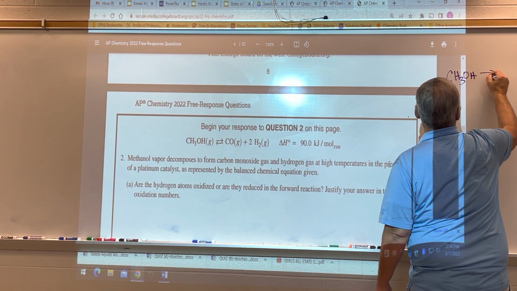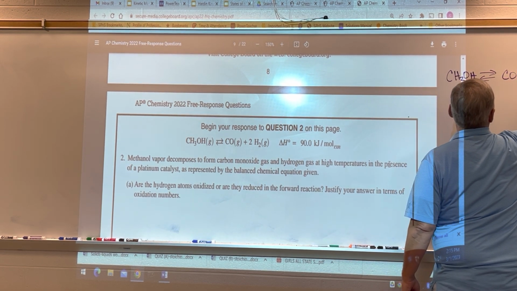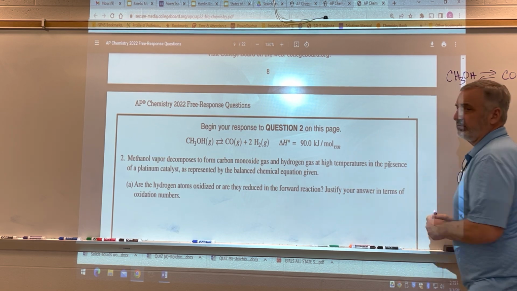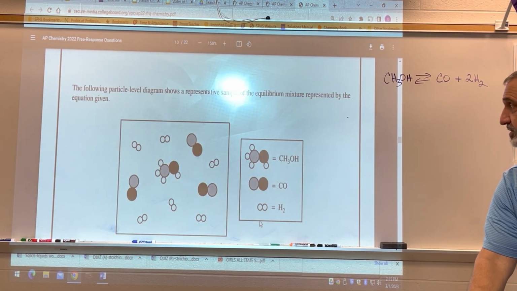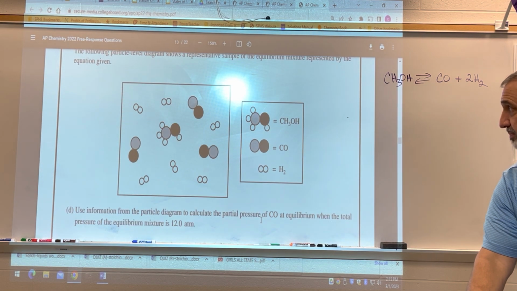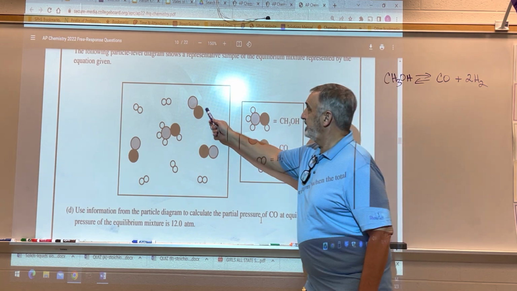CH3OH goes to CO plus 2H2. Okay, so that's the equation you're going to be operating with on all these. So if I'm just working backwards, I have this representation. So here's an equilibrium mixture.